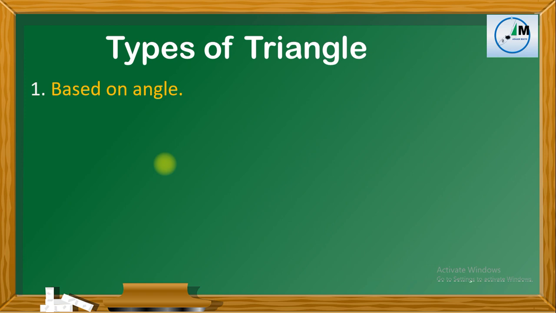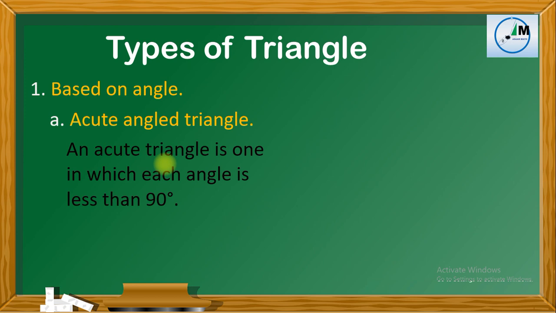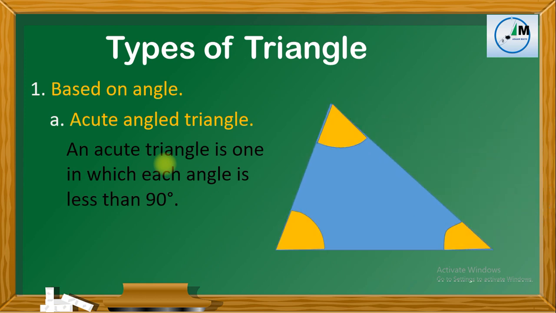Number one is based on angle. Based on angle there are three types of triangle, and the first one is the acute angle triangle. An acute angle triangle is one in which all the angles, or each angle, of the triangle is less than 90 degrees. For example, you can see in this figure, all the angles measure less than 90 degrees.